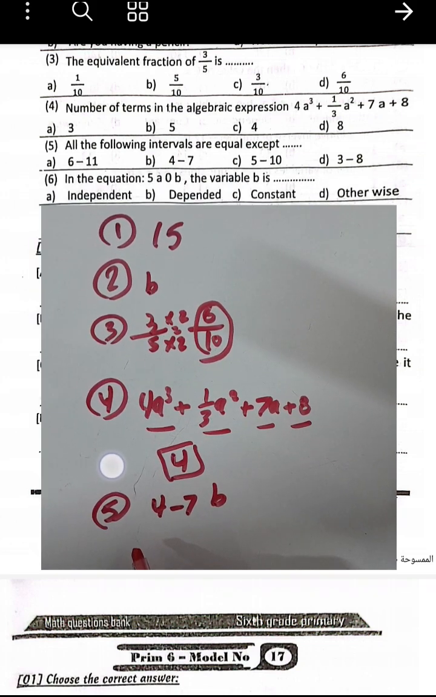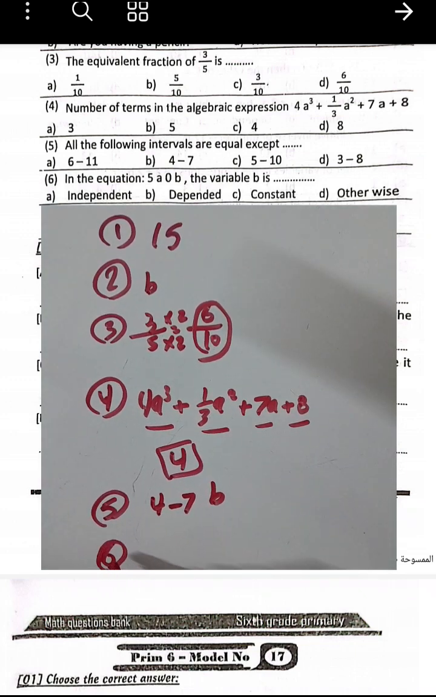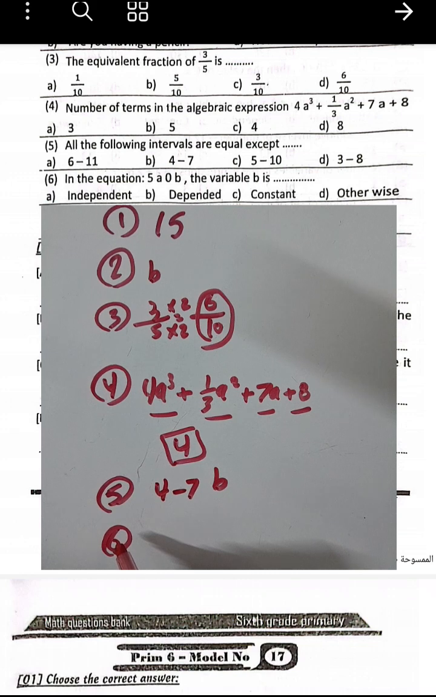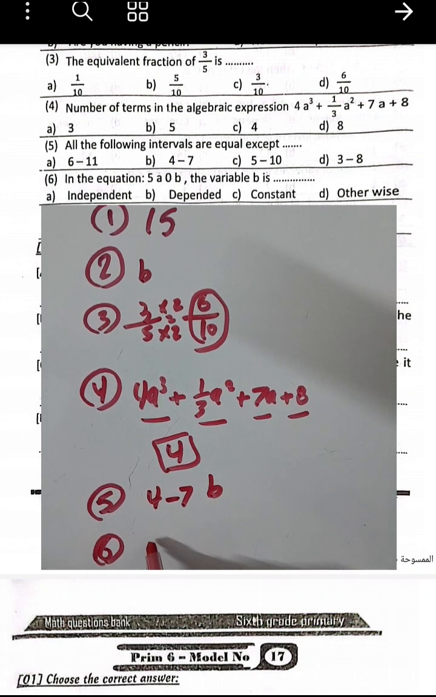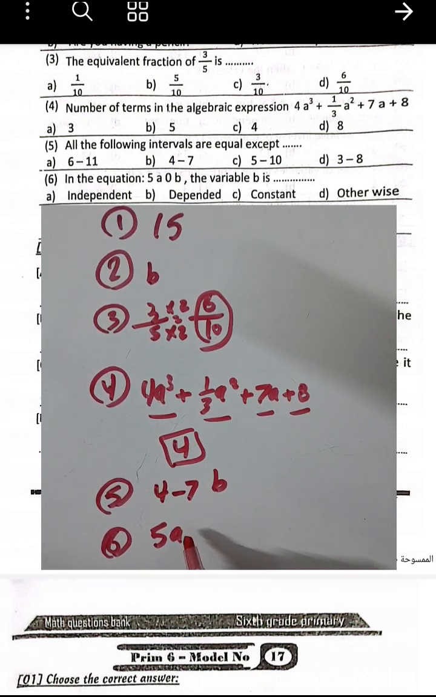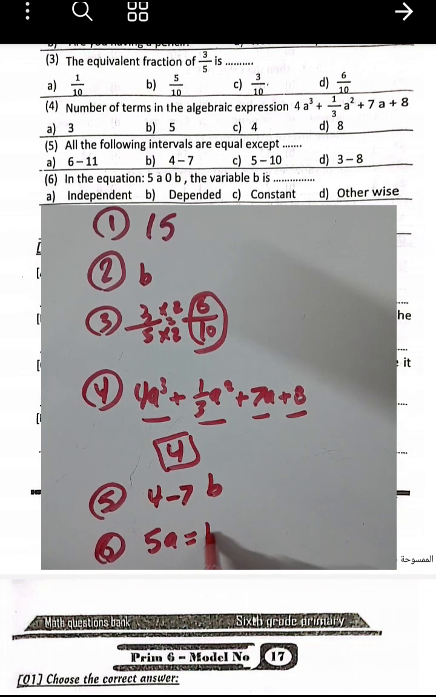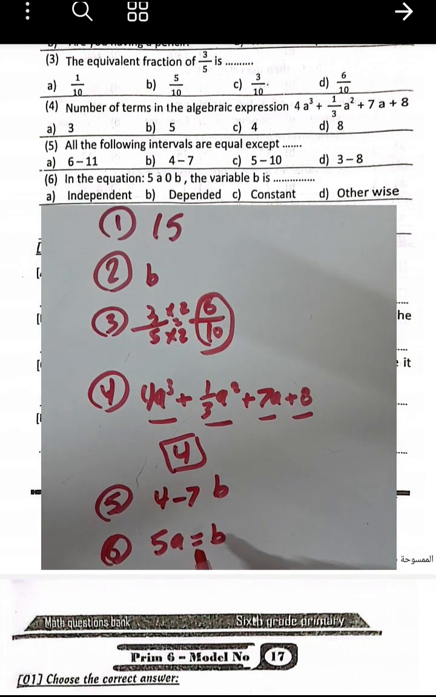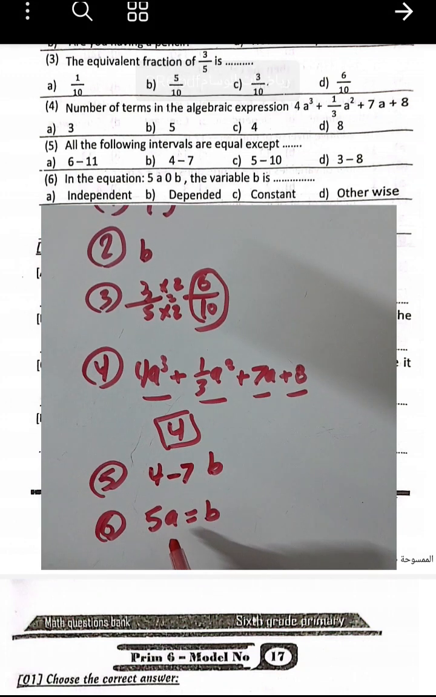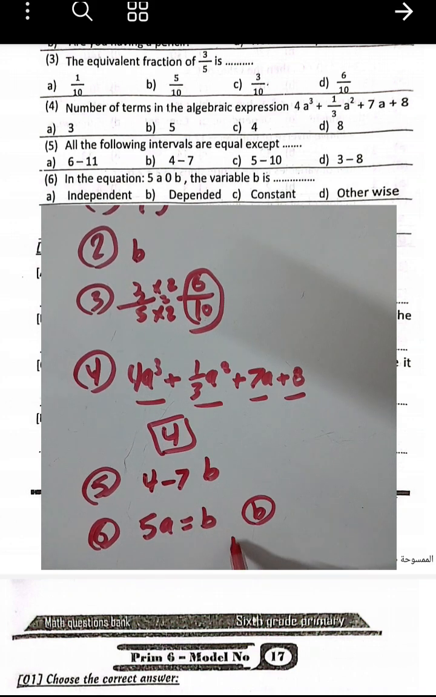Question 6. In the equation 5a equals b, the variable b is what? Equation, okay, 5a equal b. You must cancel this 0 and write equal, because he tells us this equation. Then the variable b here is dependent. Choose letter B. We call it dependent.